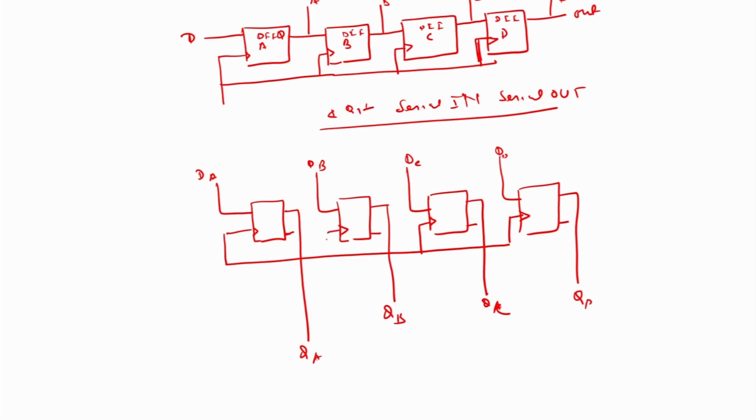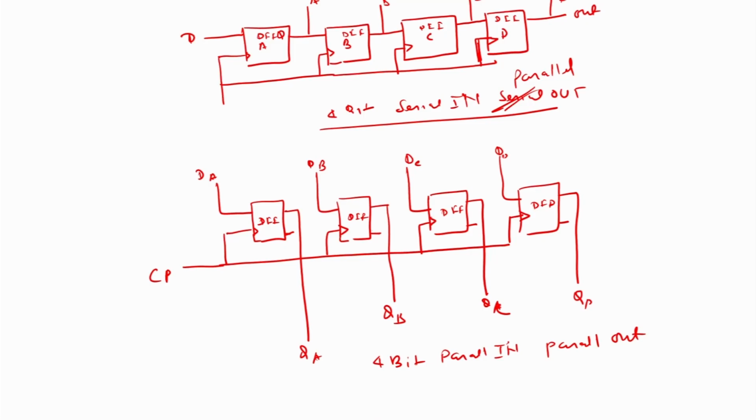Clock pulse is common in all the flip flops, and that is given as CP. This is a D flip flop, this is also a D flip flop, there is also a D flip flop, there is also a D flip flop. In this case, this is a 4-bit serial in parallel out register. In this way we will design different types of registers.